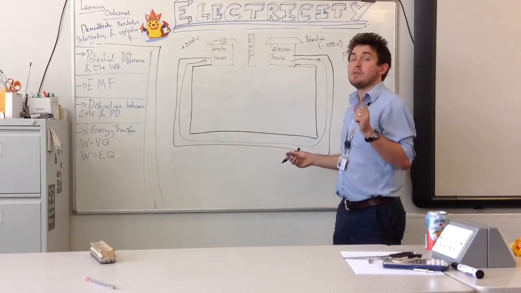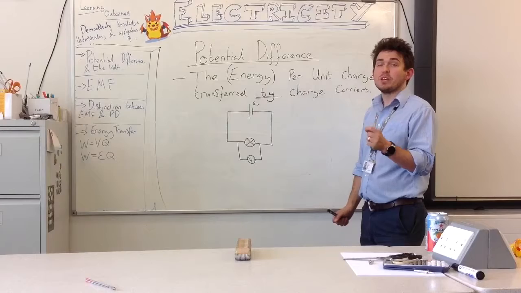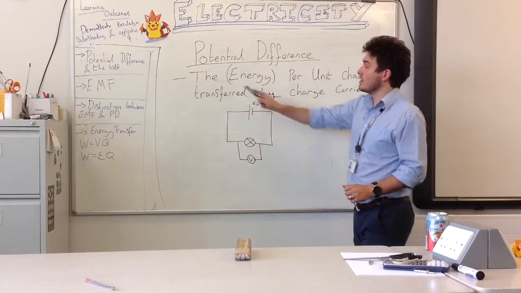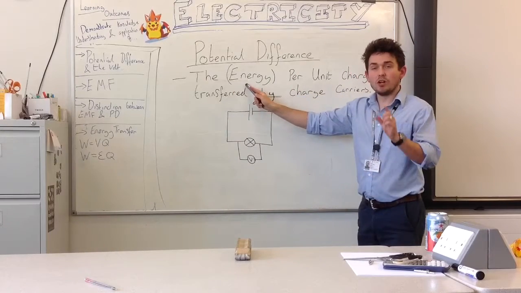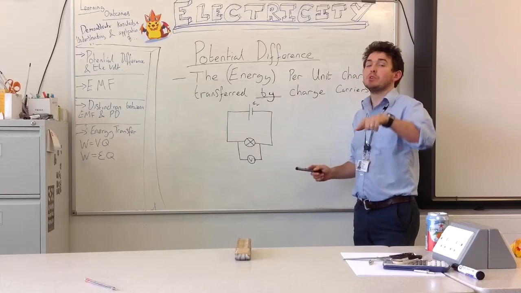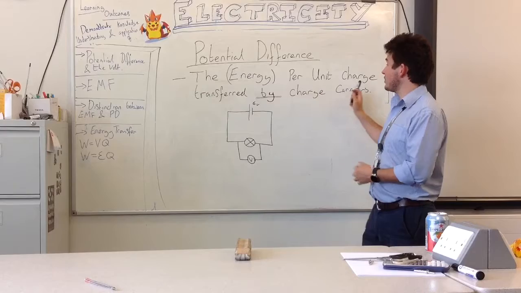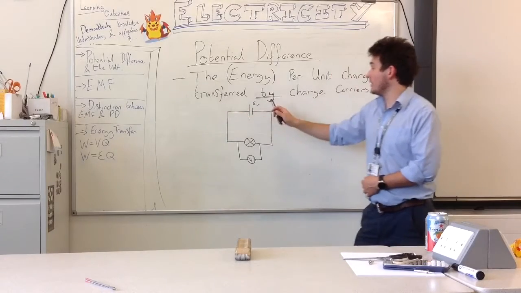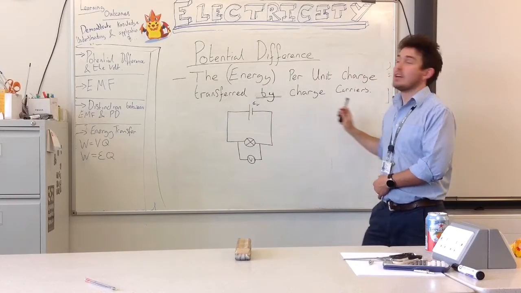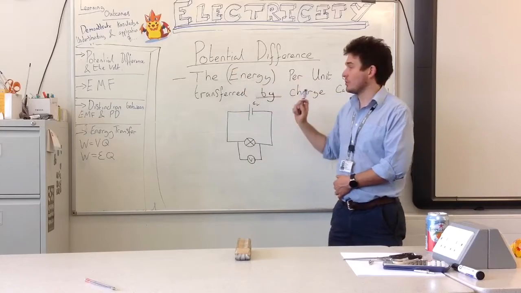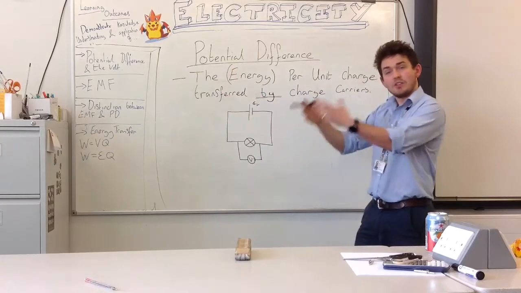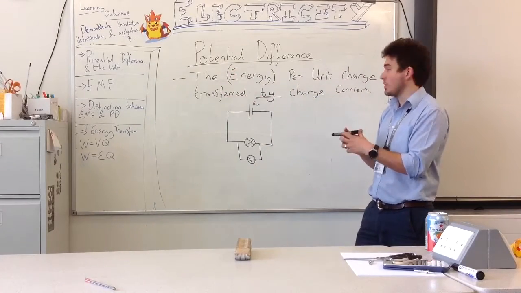We're going to talk about what we mean by potential difference. The definition of potential difference is the energy or work done. Sandy will be covering that in much greater detail in her half, but it is the energy per unit charge transferred by charge carriers. That is the definition of potential difference. So it's the amount of energy that each charge has. That's the best way to think about it.